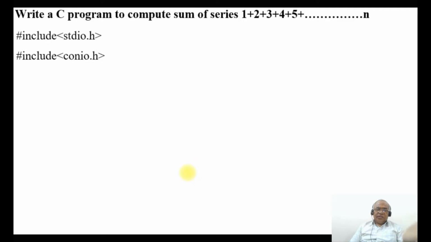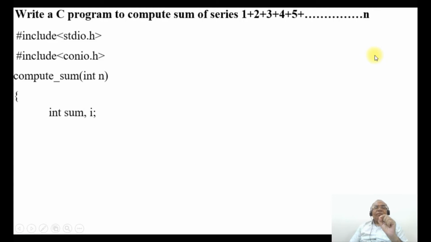So of course include stdio.h and include conio.h, since we are using the codes, we are not going to use the conio.h. Then compute sum int n. So what are the variables we want? Here the sum is the total value we want to get. Since the loop has to be executed a number of times, I will say i.